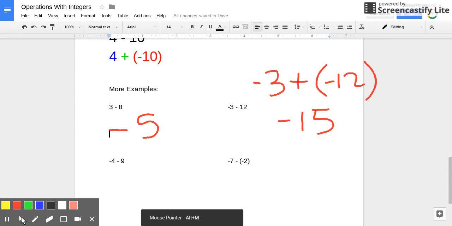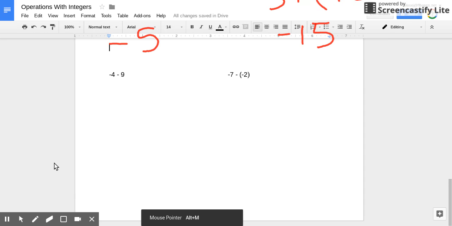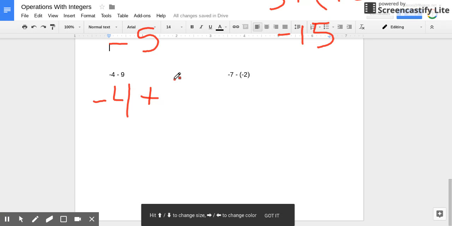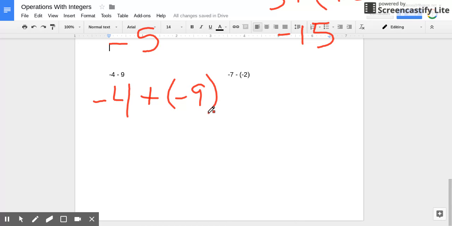If we scroll down a little bit more, we're going to have two more problems. So here we have negative 4, so we're leaving it, minus 9, so we're going to change that to add negative 9. Negative 4 plus negative 9, same sign, add and keep. So we get 13, keep the sign, negative 13.